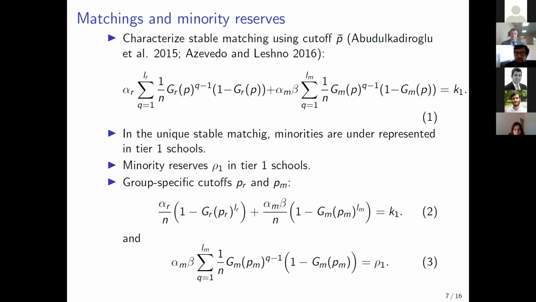So we consider minority reserves, rho 1, in tier 1 schools. Now we have two conditions that determine the group specific cutoffs, P_R for regular students and P_M for minority students. The first condition is essentially the same market clearing condition, but now we have a type specific cutoff. So we have a P_R here and a P_M here for minority students. And the second condition says that the number of minority students in each tier 1 school should equal the reserve. So here we're considering minority reserve. In the paper, we also do simulation for set aside reserves, and we also have theoretical results for set aside reserves. Essentially, we get very similar results when we interpret reserves as set aside. So these two conditions determine a unique pair of cutoffs.